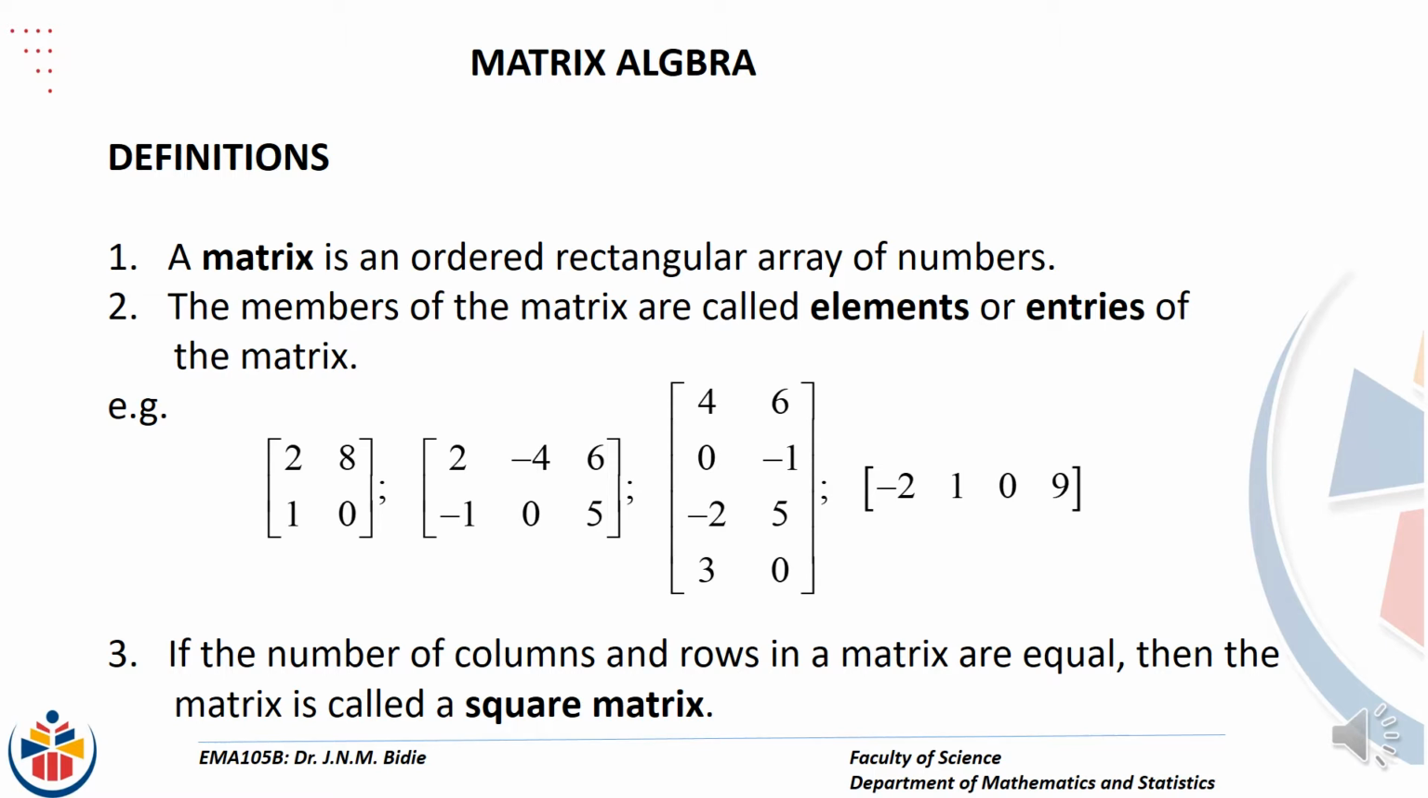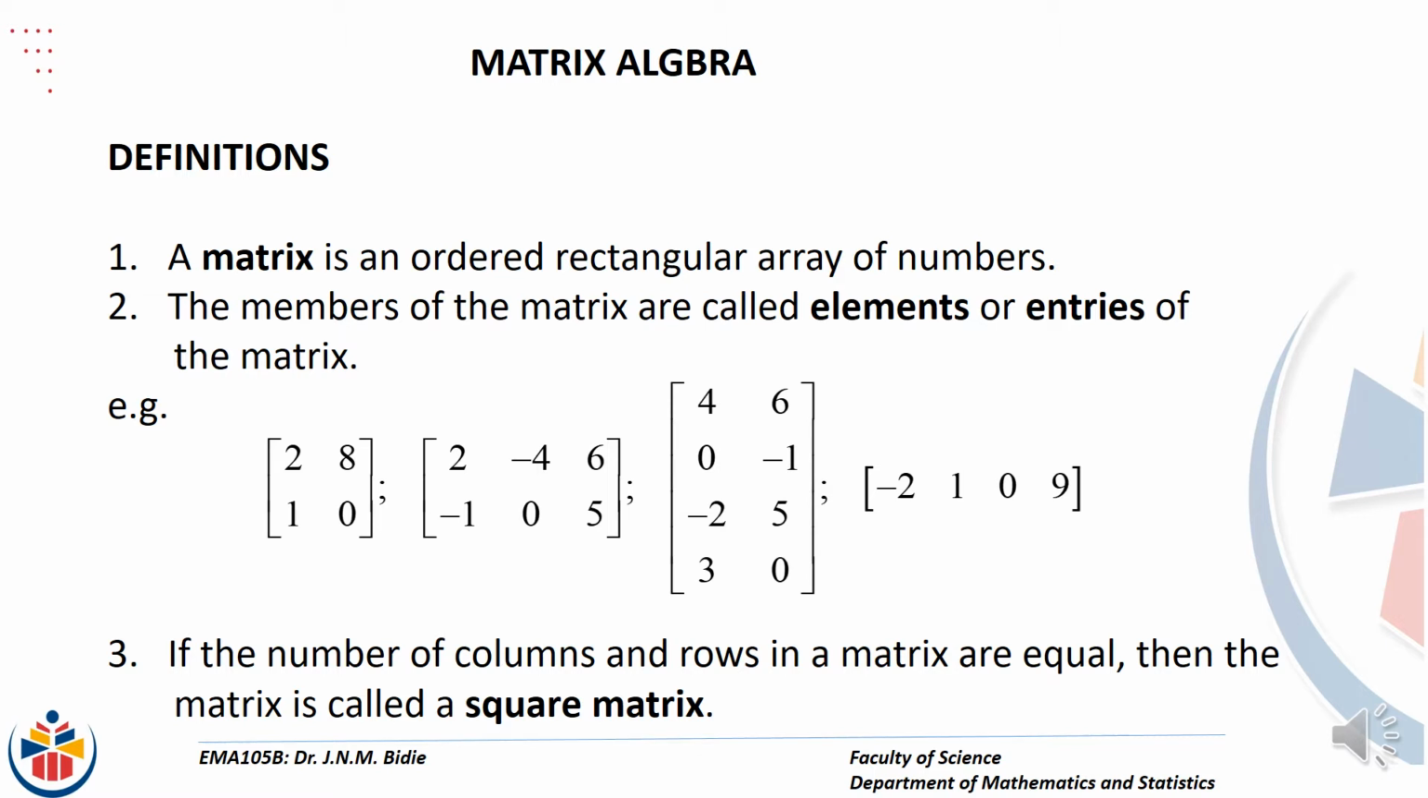Note that we have arranged all the elements in a rectangular format. The first matrix has got 2 columns and 2 rows. The second matrix has got 3 columns and 2 rows. The next matrix has got 2 columns but 4 rows. And then the last one has got 1 row but 4 columns.